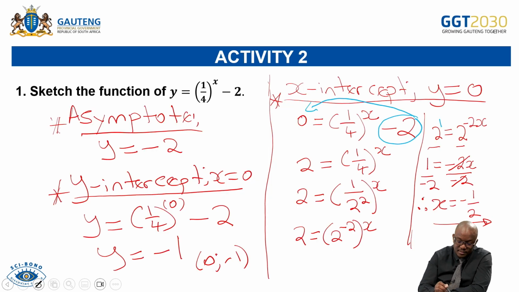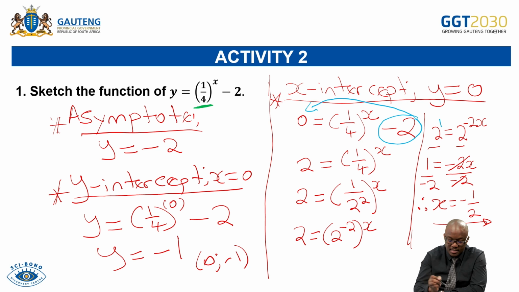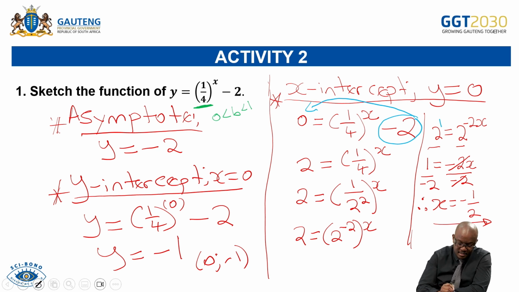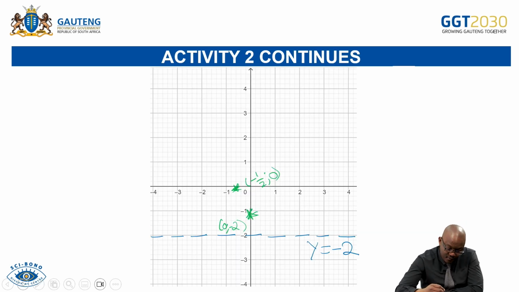But now, since our value of b is between 0 and 1, our graph will be a decreasing function.